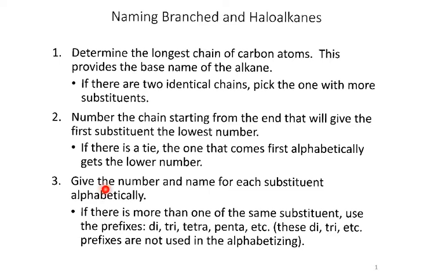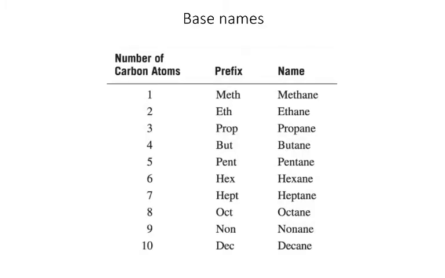Now, when I'm worried about the alphabetizing, I don't use the prefixes in determining the alphabetical order. So for example, if I had tetrachloro, I'd use the C from chloro and not the T from tetra in alphabetizing it. Right, so one of the first things that you need to know is what the prefixes are that go with the number of carbon atoms. And so you need to have this table memorized.